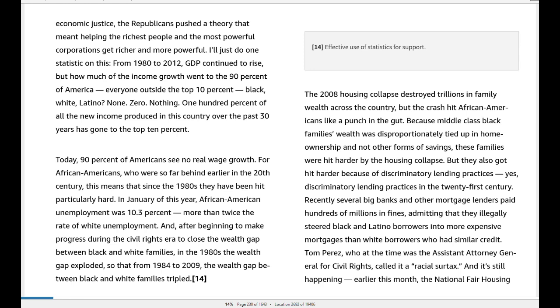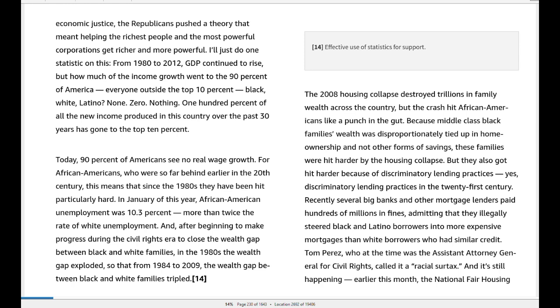The 2008 housing collapse destroyed trillions in family wealth across the country, but the crash hit African Americans like a punch in the gut. Because middle-class Black families' wealth was disproportionately tied up in home ownership and not other forms of savings, these families were hit harder by the housing collapse. But they also got hit harder because of discriminatory lending practices. Yes, discriminatory lending practices in the 21st century.